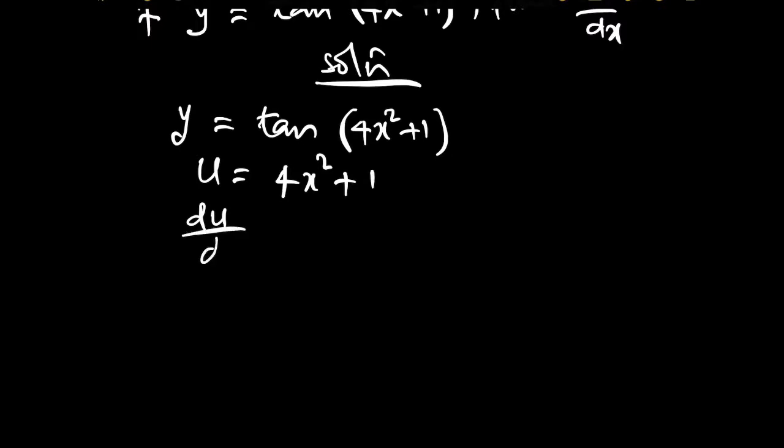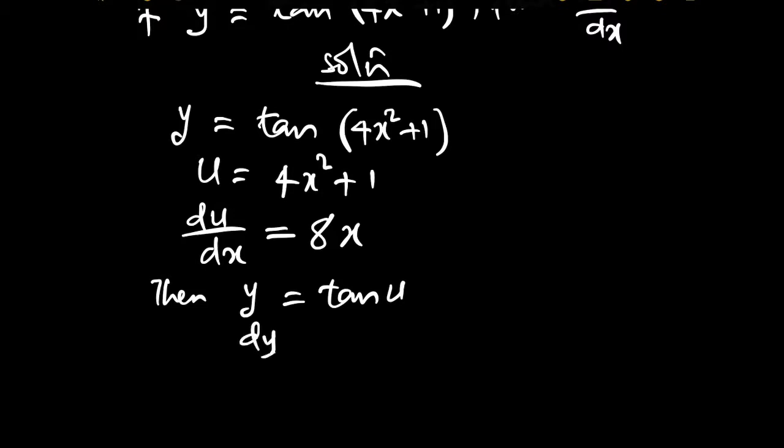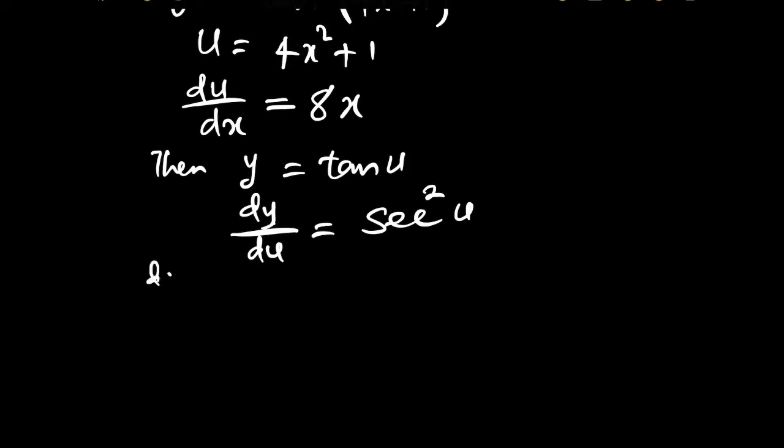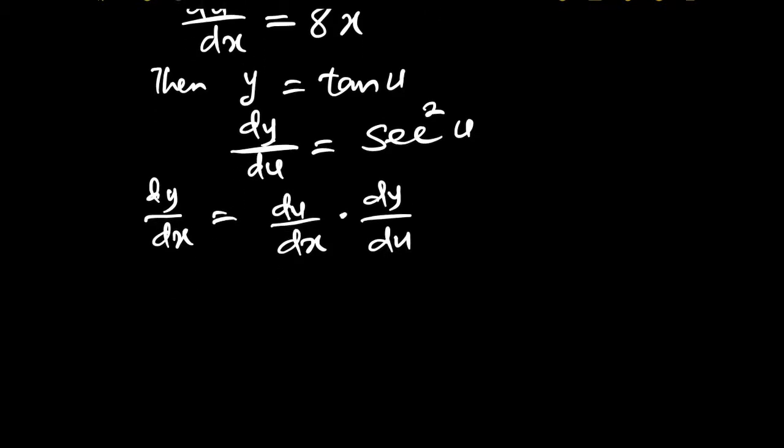When we differentiate u with respect to x, we have power times coefficient, we have 8x. Then y becomes tan u. When we differentiate y with respect to u, differentiate tan, you have sec squared u. Chain rule: dy/dx becomes du/dx dot dy/du. This will give us 8x dot sec squared u.